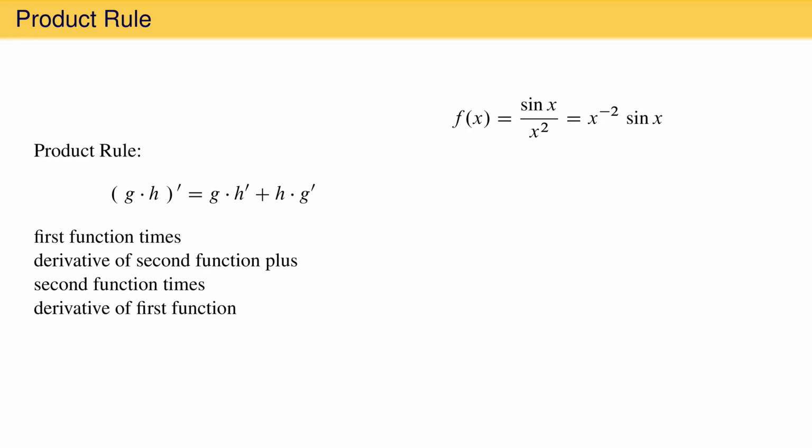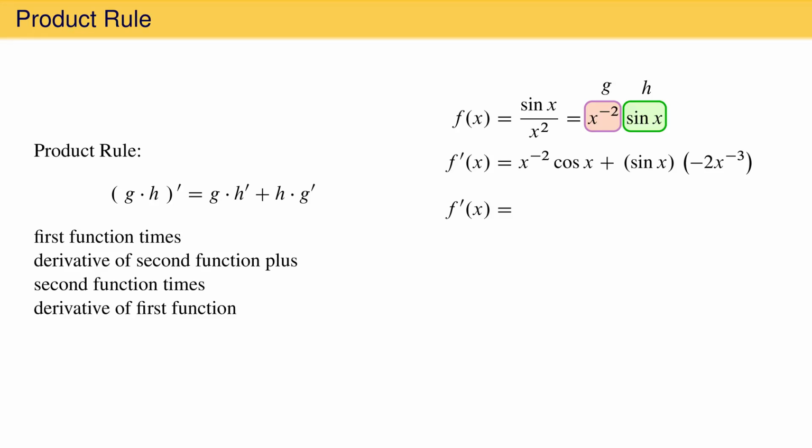This gives us a way to evaluate the derivative of our example function in which x to the minus 2 is the first function g and sine x is the second function h. The first derivative is the first function, x raised to the minus 2 power, times the derivative of the second function, which is cosine x, plus the second function, sine x, times the derivative of the first function, which is minus 2 times x to the minus 3 power.